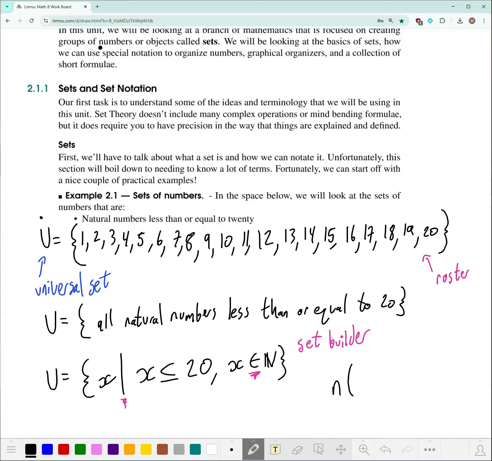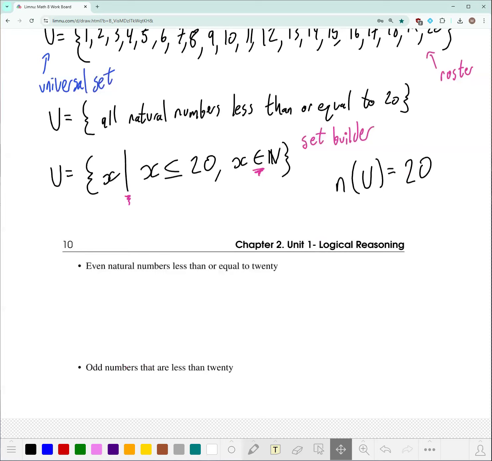The number of elements in the set U is equal to, in this case, 20. If you count the numbers from 1 to 20, you count 20 numbers. Who would have guessed? All right, so that's kind of our introduction here. Now let's see some more cases.